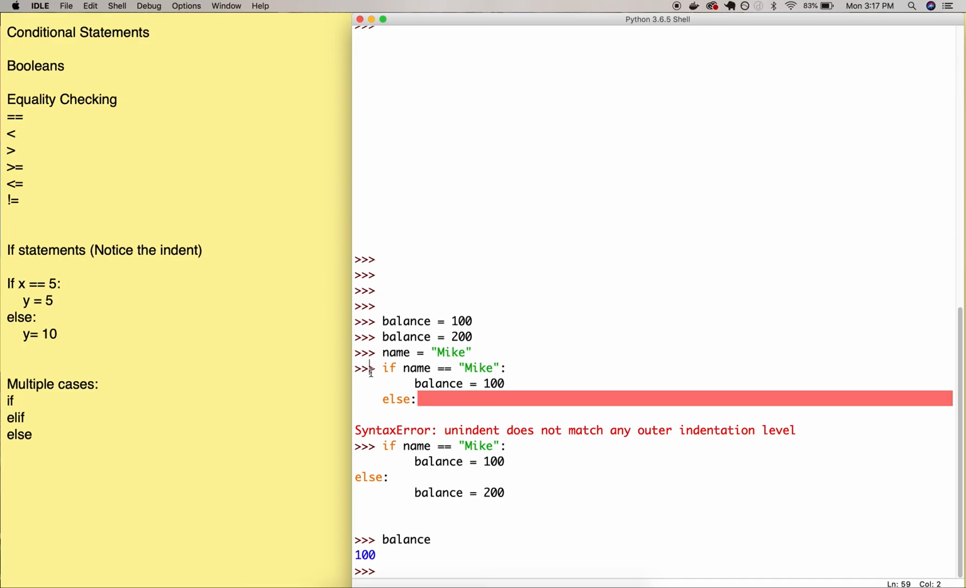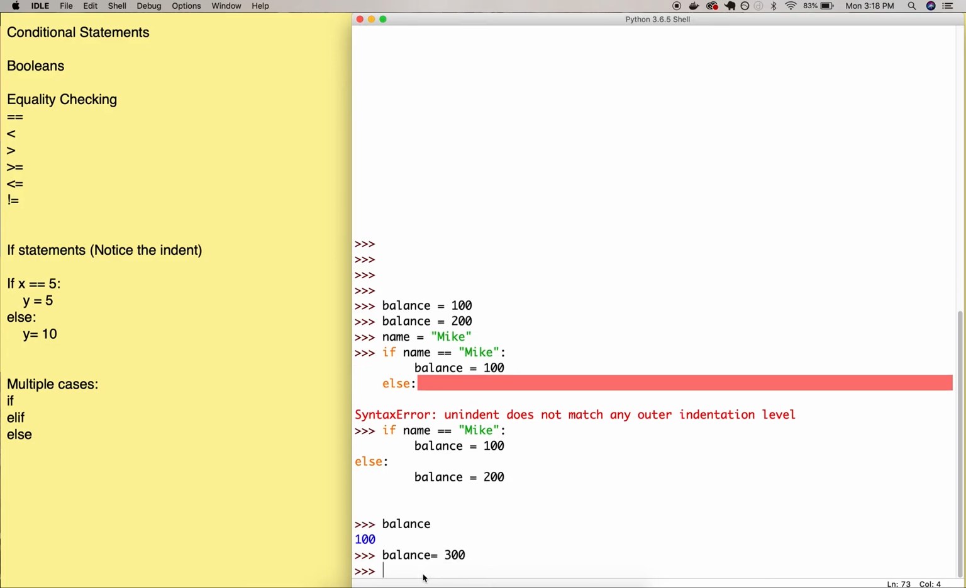Now say I want to complicate my bank account and have a third person. So say I have Mike, Greg, and I have Bill. Bill's balance is going to be $300. Now I want a case on whether it is Mike, Bill, or Greg.